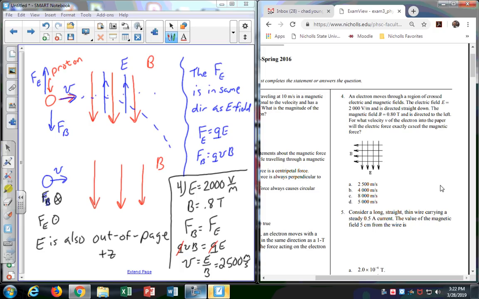Okay? That would make a good free response question. Something like that. But not only would you have to calculate the velocity, but I'd ask you to find the direction of the electric field, or the magnetic field, or the velocity, or something similar to that. Yeah, let's plan on one of those being one of our free response questions.